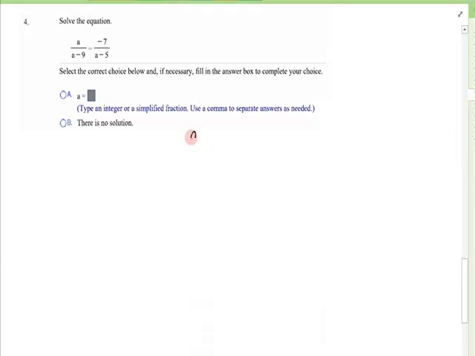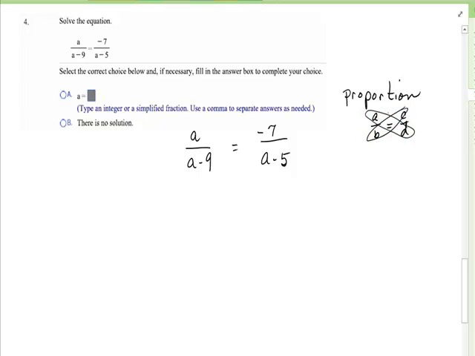The next one, I have a over a minus 9 is equal to negative 7 over a minus 5. Now, this is something that's going to lead us into another section. This kind of equation is called a proportion. A proportion is when you have a single fraction equals a single fraction. When you have a proportion, the cross products are equal. So AD is equal to BC. Now we're not solving.